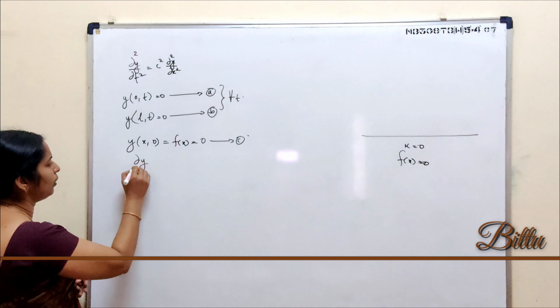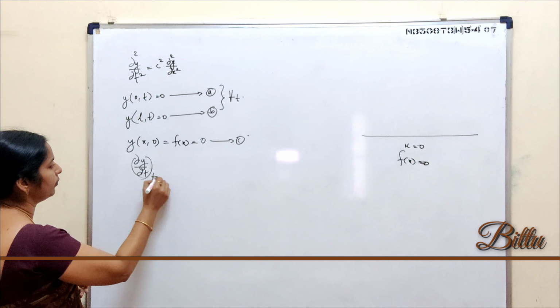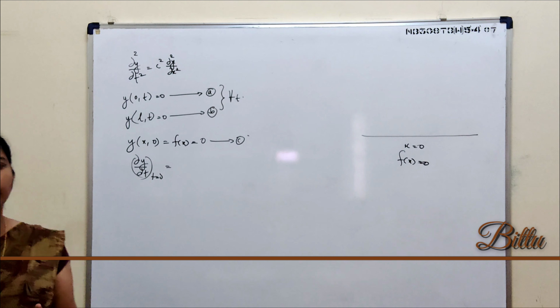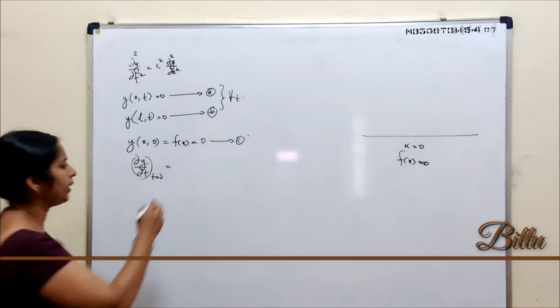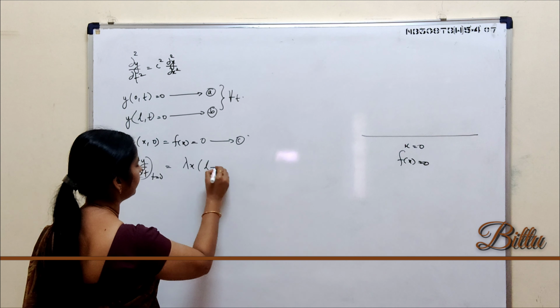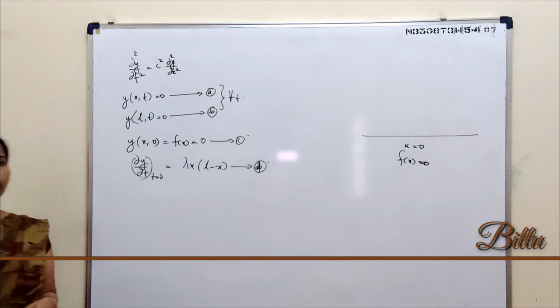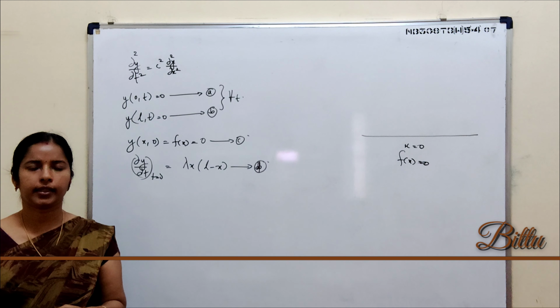Next, regarding initial velocity, here the initial velocity is given as lambda x into (l minus x). We have to find the displacement y of x,t.